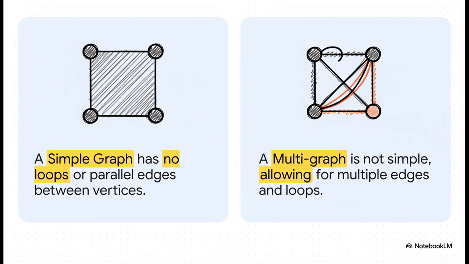Graphs can also be sorted by their complexity. A simple graph is really neat and tidy. There are no loops that circle back to the same point, and no parallel edges. A multigraph, on the other hand, is a bit more flexible. It allows for multiple direct connections between the same 2 points.